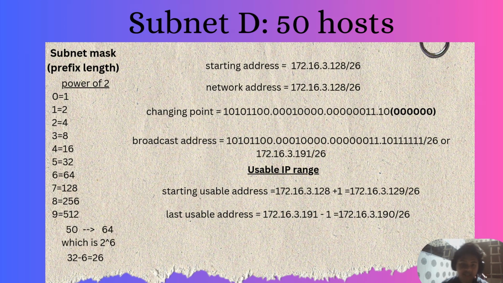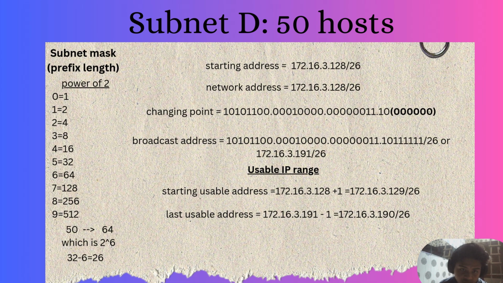Okay, for subnet D, the required number of hosts is 50, and the closest power of 2 that can accommodate at least 50 hosts is 64, which is 2 to the power of 6. In calculation, we need 32 minus 6, which gives 26. So we get the starting address, which is 172.16.3.128/26.